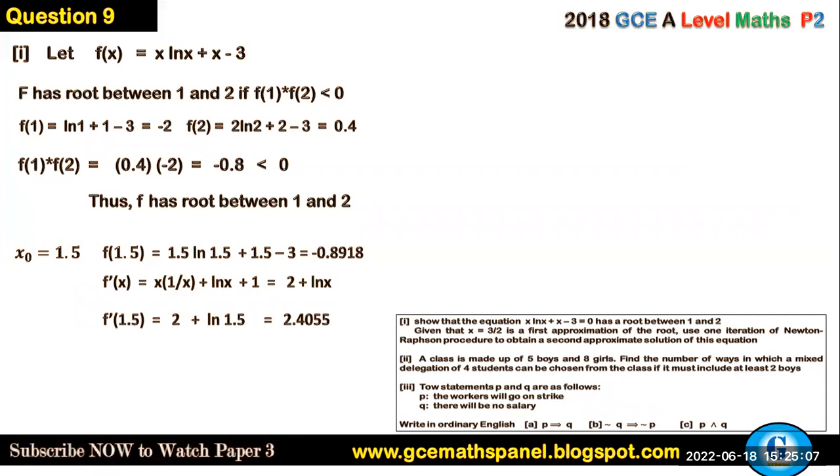So at this point now, the formula for the second approximation of this root is given by x1 equals x0 minus f of x0, all over f prime of x0. So this gives us 1.5 minus negative 0.8918 over 2.4055. And this will be equal to 1.87. Okay, so this is an approximation of this root.